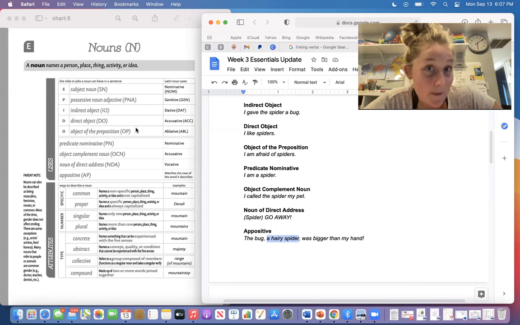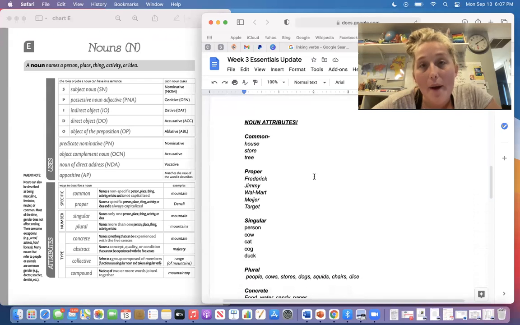Then you get to go into the next part of that chart. So we're going to move on down this page here, and this is our noun attributes. This is the most fun part of naming nouns because we get to talk about all the things that are nouns and how they're differently described. So a common noun, as you can see in the lower part of chart E, names a non-specific person, place, thing, activity, or idea, and it is not capitalized. Okay. So some common nouns we came up with in class are house, store, and tree.